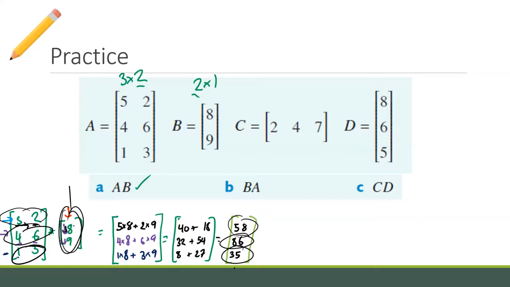Okay, let's do B times A now. We're going to do that up here. If I was to do B times A, I'm taking a 2 by 1 and multiplying it by a 3 by 2. Guys, can I multiply this before I even start? Can I actually multiply this? Can someone tell me in chat or out loud? Ben says yes. Does everyone? How can we check if it's multipliable?